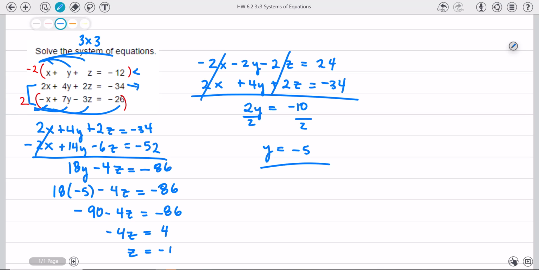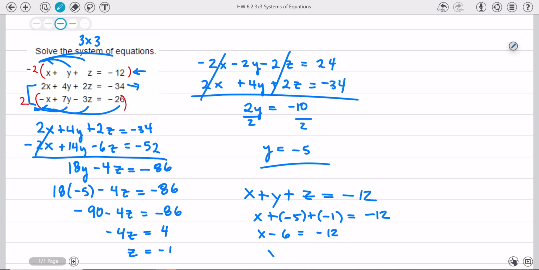Now I can go back to this first equation, which is x plus y plus z equals -12. I know what y is, and I know what z is. And so now I can simply solve this. x minus 6 equals -12, add 6 to both sides, and I get -6. So therefore, my x, y, z answer is -6, -5, and -1.